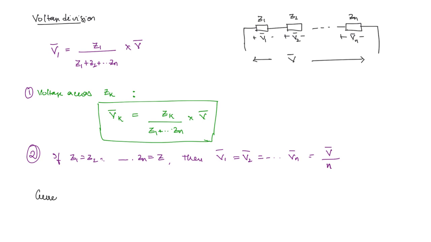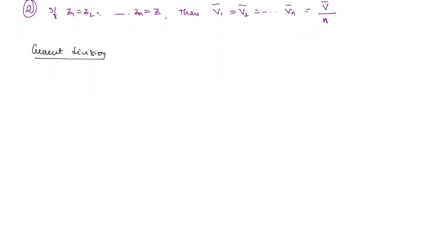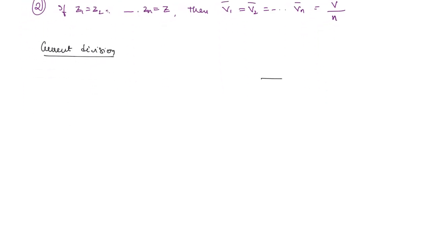Then what about current division? In current division, we will be dealing with impedances in parallel and how the current will be divided, right? So that means, let us say this is Z1, Z2 and so on till Zn.